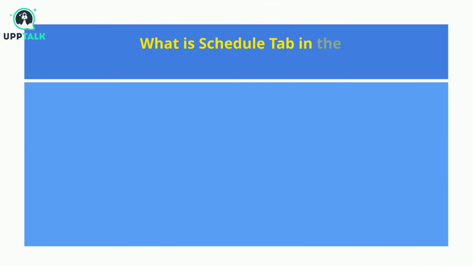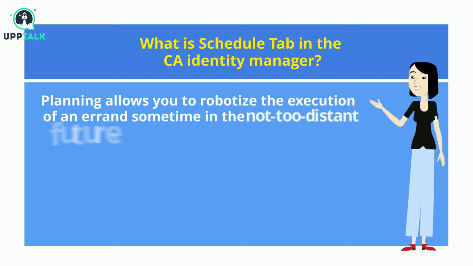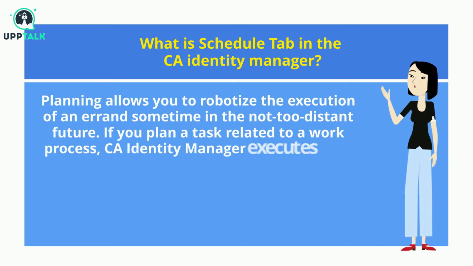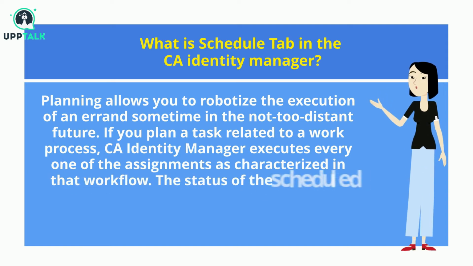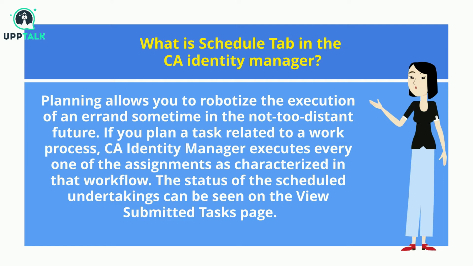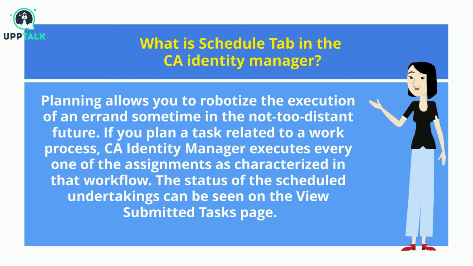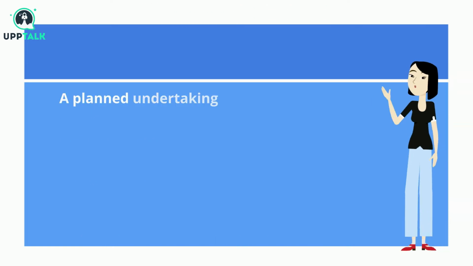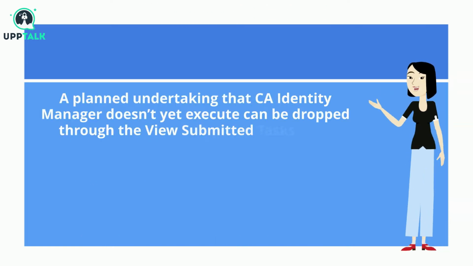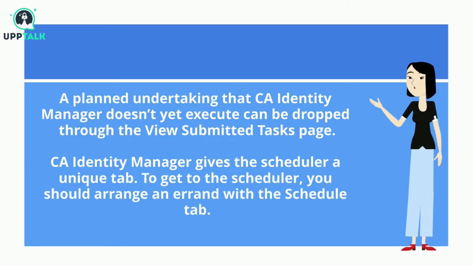What is the Schedule tab in CA Identity Manager? Scheduling allows you to automate the execution of a task sometime in the future. If you schedule a task related to a workflow, CA Identity Manager executes all of the assignments as defined in that workflow. The status of the scheduled tasks can be seen on the View Submitted Tasks page. A scheduled task that CA Identity Manager hasn't yet executed can be canceled through the View Submitted Tasks page. CA Identity Manager gives the scheduler a unique tab. To get to the scheduler, you should arrange a task with the Schedule tab.